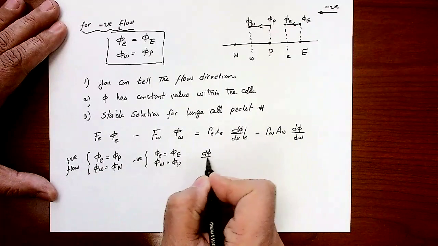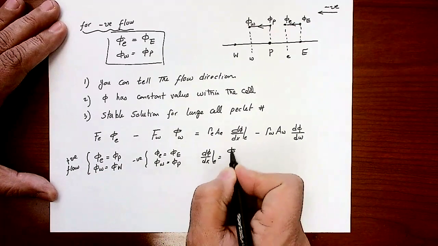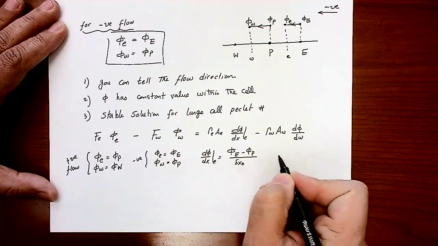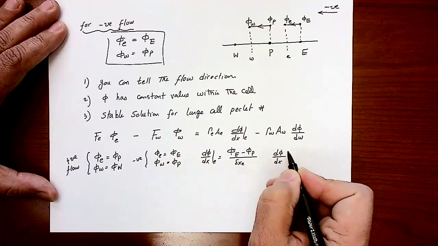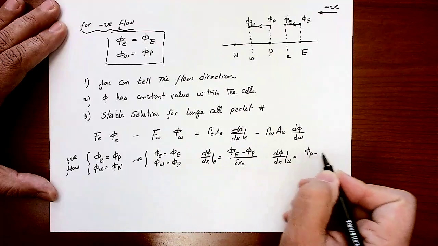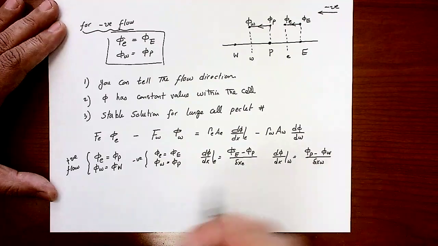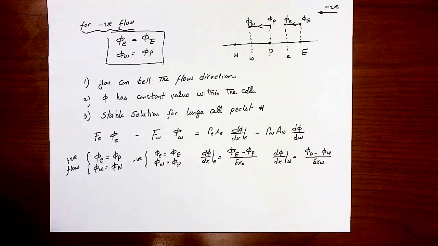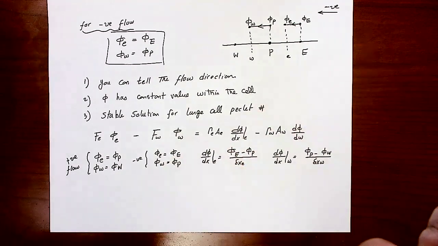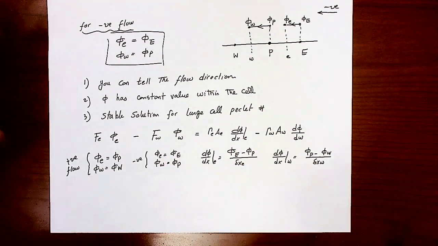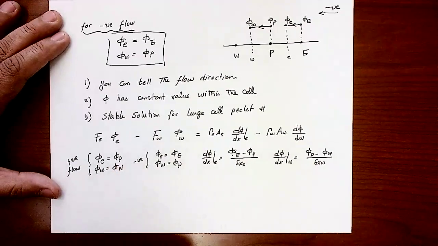Then d phi by dx on the east face is always phi east minus phi P divided by delta x east, and d phi by dx on the west face is equal to phi P minus phi west divided by delta x west. So you can substitute into the equation and do some simplification. Let's assume that we are doing the positive flow direction, just to pick one of the cases, and the second case should be typical. So let's assume that we are dealing with the positive flow direction here.